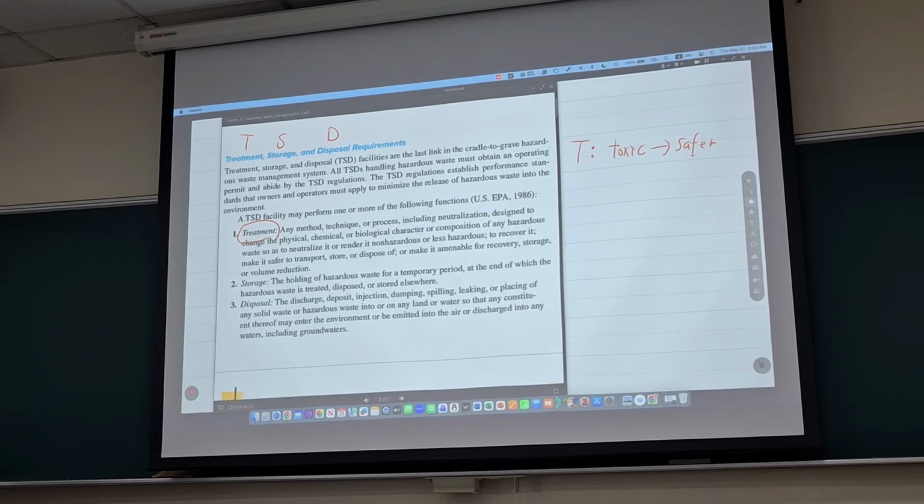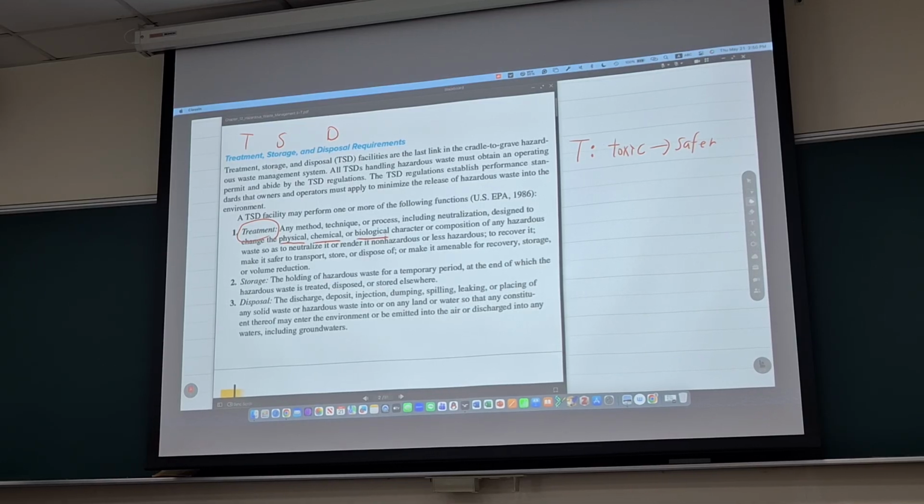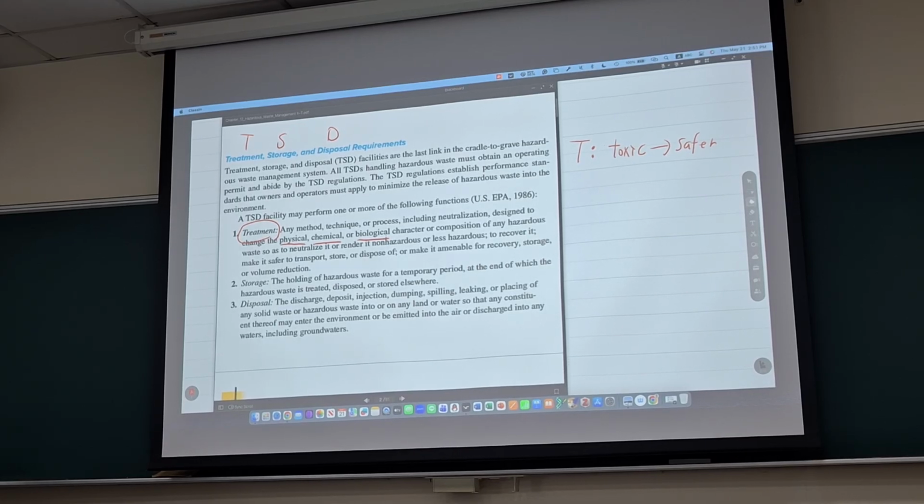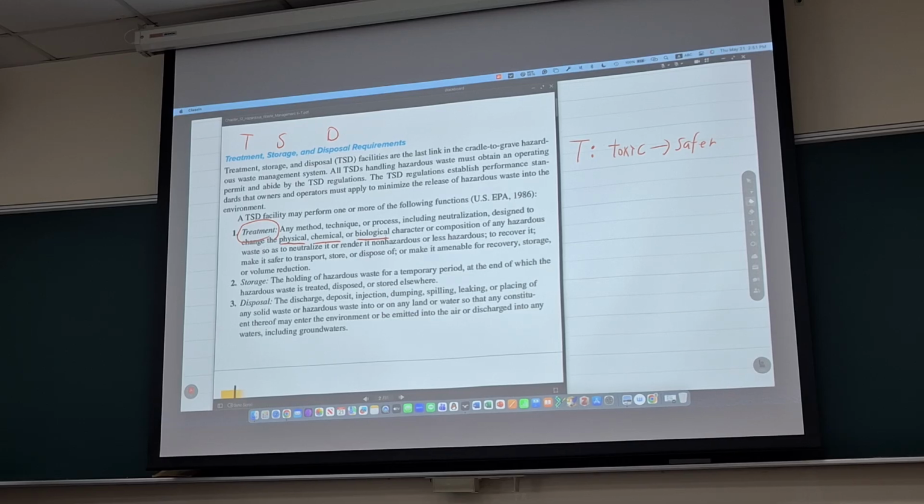So treatment means changing hazardous waste to make it safer. We can change waste physically, chemically, and even biologically. So try to neutralize it, make it less hazardous, make it safer. So we call this treatment.